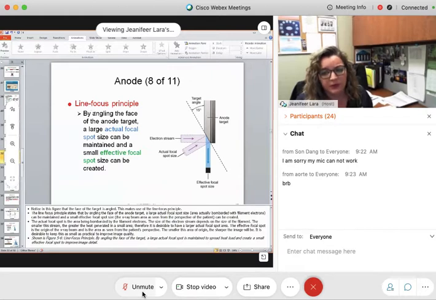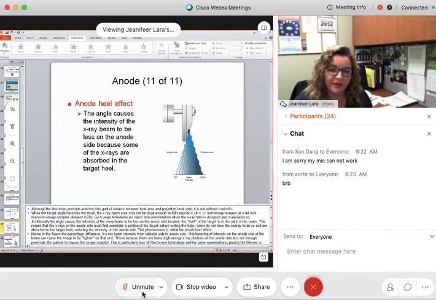The line focus principle, by angling the face of the anode target, will create a large actual focal spot and a small effective focal spot. Make sense? So this is a principle. Any questions before we get into the anode heel effect?